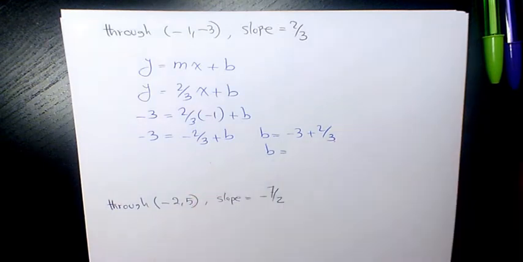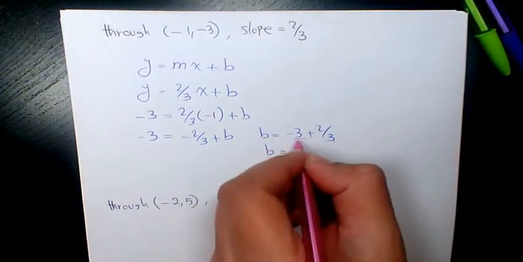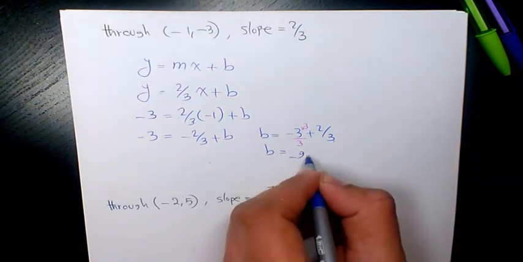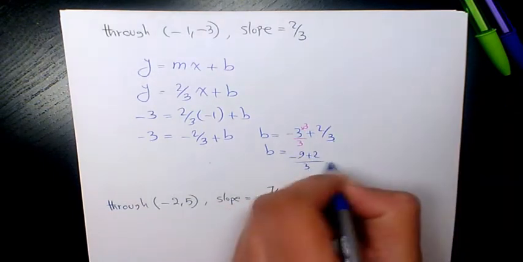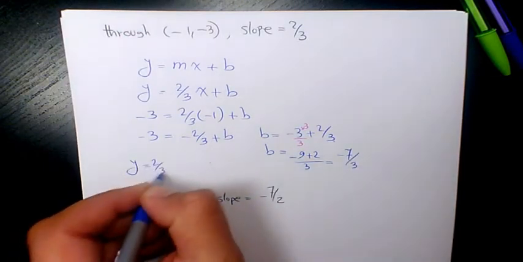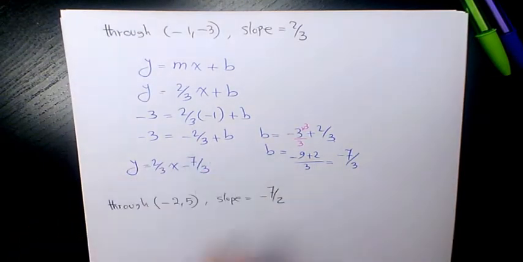So b will be 3 times 3, that's negative 9, plus 2 over 3, that will be negative 7/3. So y equals 2/3x minus 7/3.